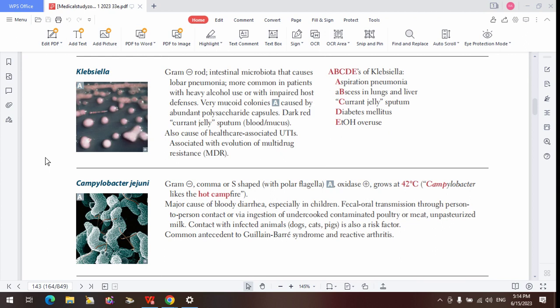It can cause UTI because it's an enteric organism, so it can easily contaminate the genitourinary tract that is just anterior to the gastrointestinal tract. So it can ascend from there and cause UTI, just like E. coli.